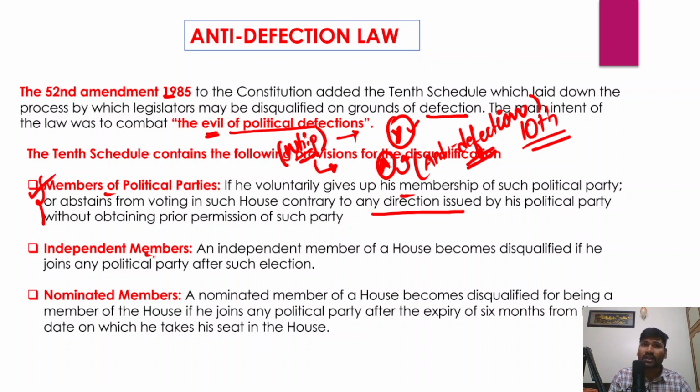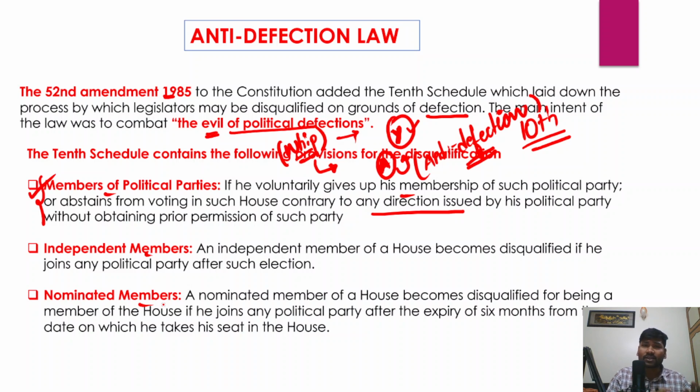So therefore, the anti-defection law provisions are also applicable for the independent members. And similarly, nominated members can also be disqualified under the anti-defection law. How can a nominated member be disqualified under the anti-defection law?